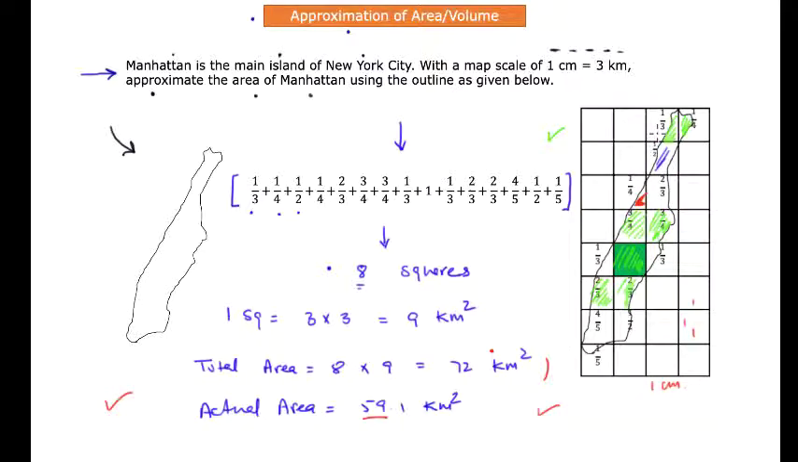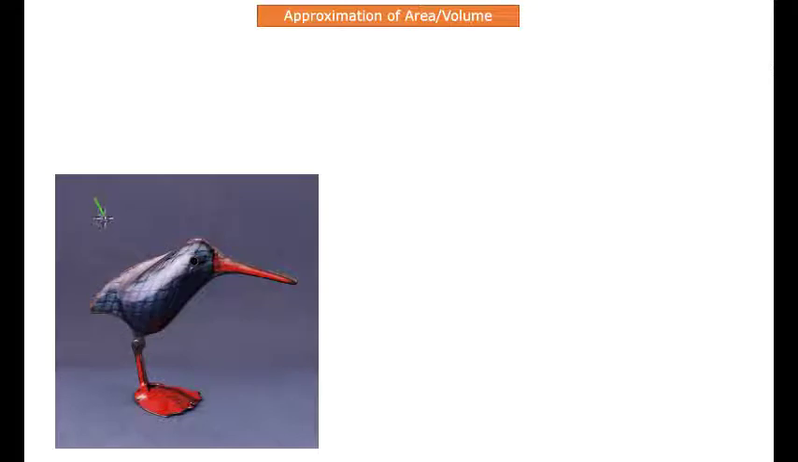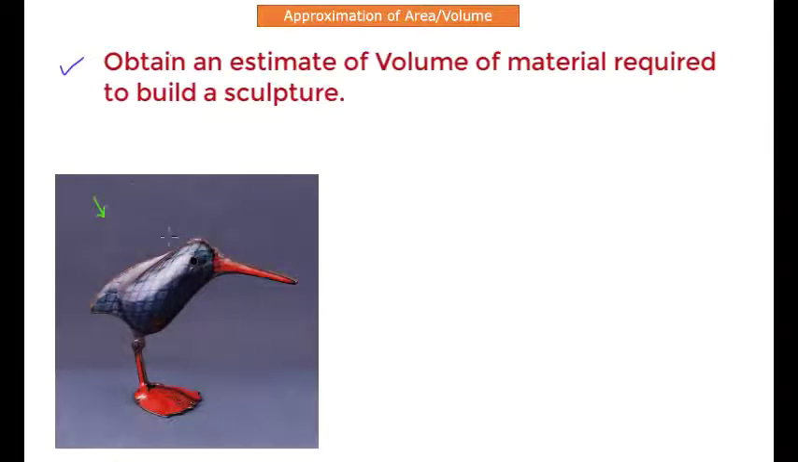Now let's take a look at one more example in which we are going to estimate the volume of a three-dimensional object. So here is our second example, that we want to obtain a volume estimate of this bird sculpture that we want to make. And the reason we would like to have the estimation of volume is so that we can gather how much material is required, whether that is plastic or metal or whatever we are building this sculpture out of, okay? So the grid method will not work here because this is a 3D object.